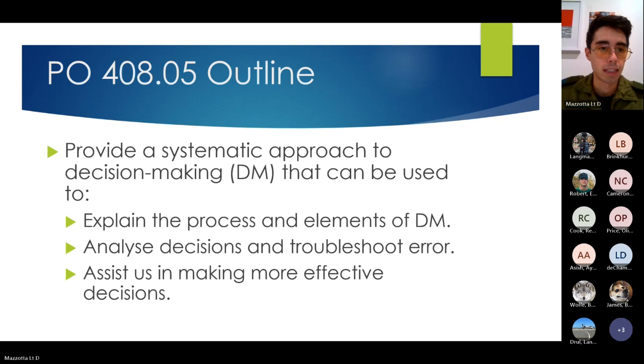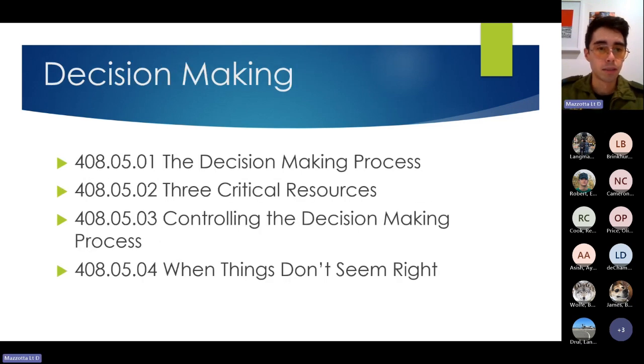Okay, so we definitely want to provide a systematic approach to decision making that can be used to explain the process and the elements of decision making. We want to analyze decisions and troubleshoot the errors, and we also want to assist ourselves in making more effective decisions in the future. Another advantage of using a system like this is to reduce errors, speed up the process, and make a more user-friendly process that can be standardized. So we'll talk about the decision-making process, three critical resources, controlling the decision-making process, and when things don't go right.